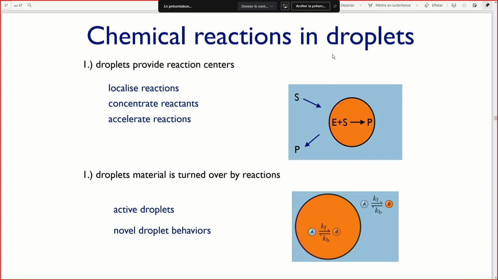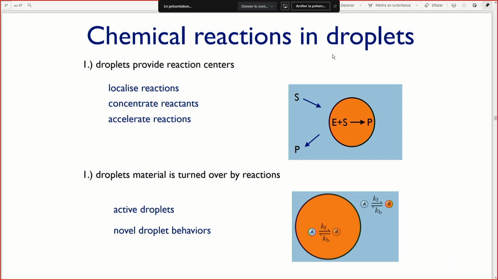Now, with this framework, we can look at droplets with chemical reactions. There are two different types of systems that are interesting to distinguish. The first one is using droplets as containers for chemical reactions.